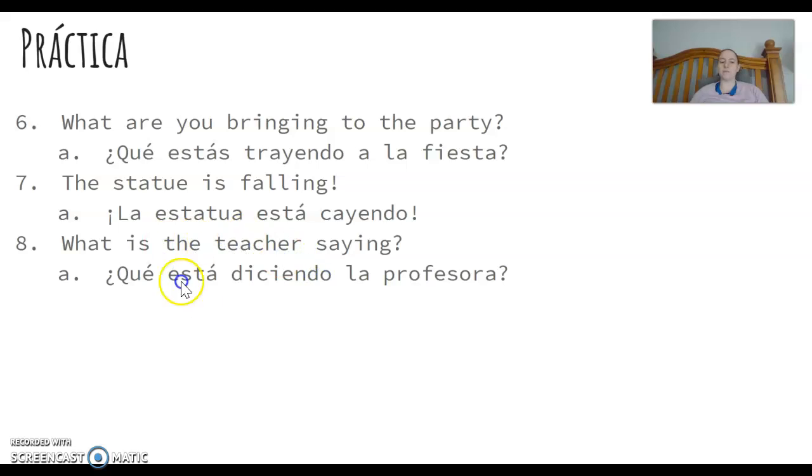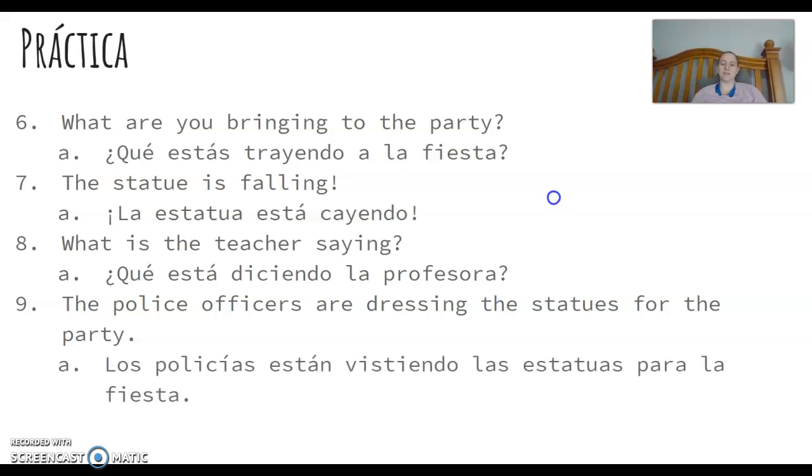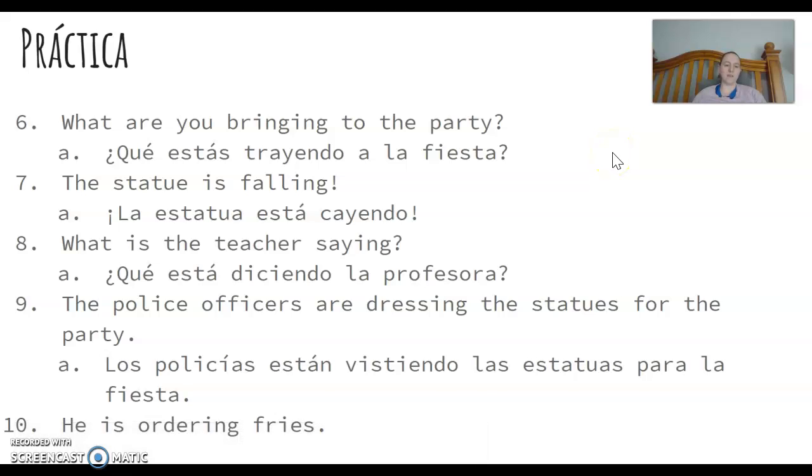And you never want to separate these two. Your estar and your progressive form always go together, never separated. Police officers are dressing the statues for the party. Los policías están vistiendo las estatuas para la fiesta. Okay? And no reflexive here because they're not dressing themselves. What are they dressing? The statues. Okay. And one more. I can't see it right now because my little slider thing is in the way. He is ordering fries. Él está pidiendo papas fritas.